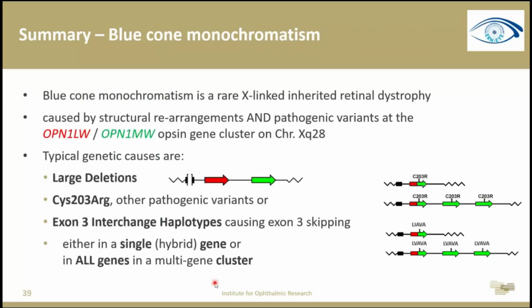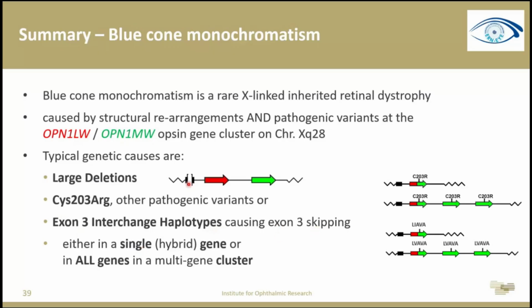Looking at the situation in blue cone monochromatism, it is a rare X-linked disease caused by structural rearrangements and pathogenic variants in the opsin gene clusters. The most common and important mutation types are these large deletions, the cysteine 203 arginine missense variant, but also other single nucleotide variants, and the exon 3 interchange haplotypes that result in exon 3 skipping.